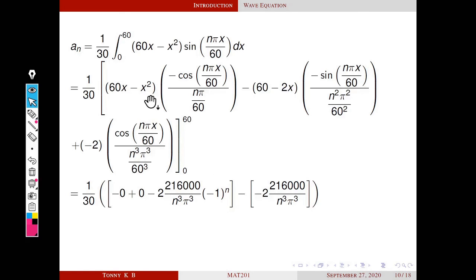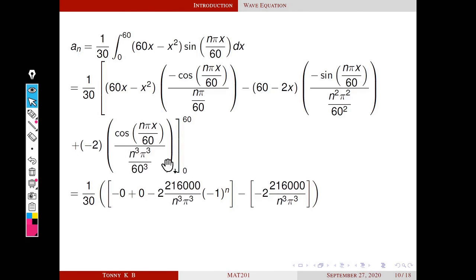Because when x equals 60, this is 60 squared minus 60 squared, so this is 0. And in the second term, when x equals 60, this becomes sin nπ, and sin nπ is 0. Okay. And the last term is minus 2.